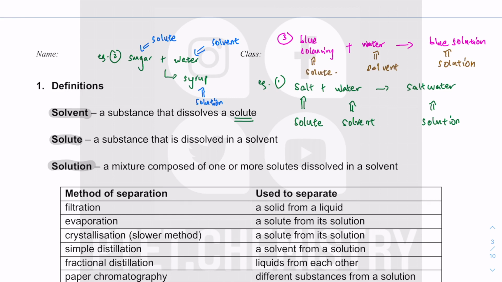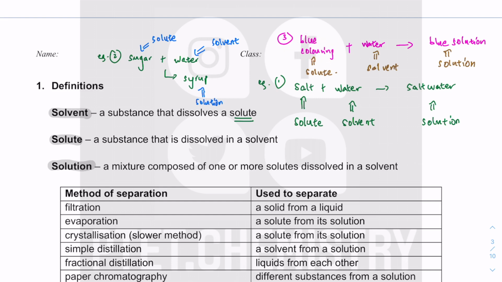So the idea of me showing you these three different examples is to familiarize you with the use of these terminologies in the context of the kind of things that you are familiar with. All right. So solute dissolves in solvent to give you solution.